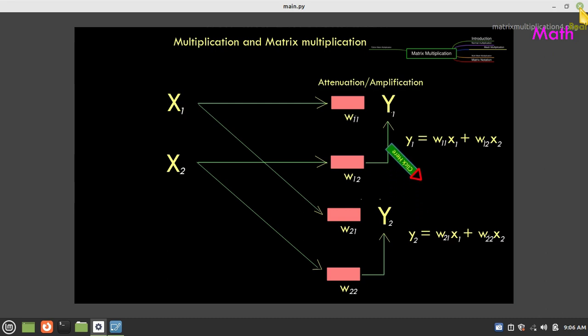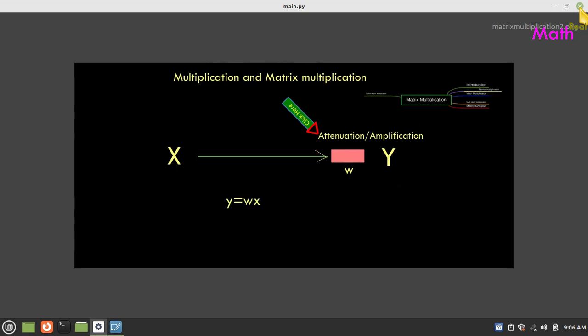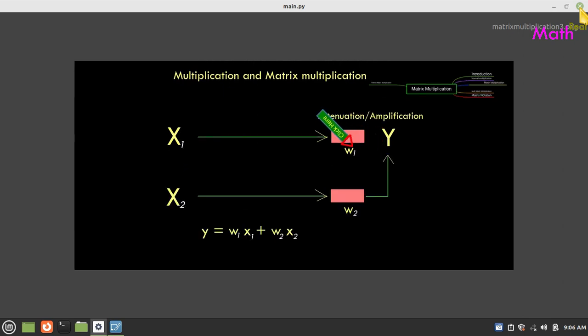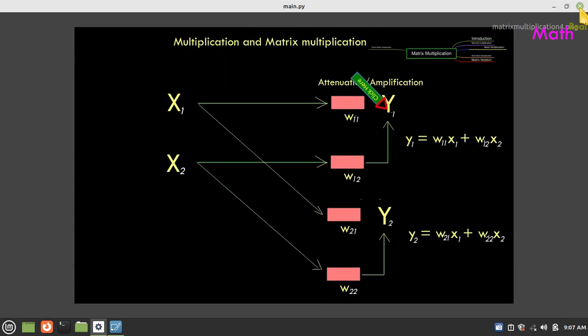I mean, now it is kind of a mess. We started with simple: one signal is coming, getting modified by factor W and output is coming. Now two signals are coming, getting modified by two different factors and summed up to an output. Now two signals are coming but there are two outputs. They are getting modified by four factors: two factors to generate Y1 and another two factors to generate Y2. So this is a mess.